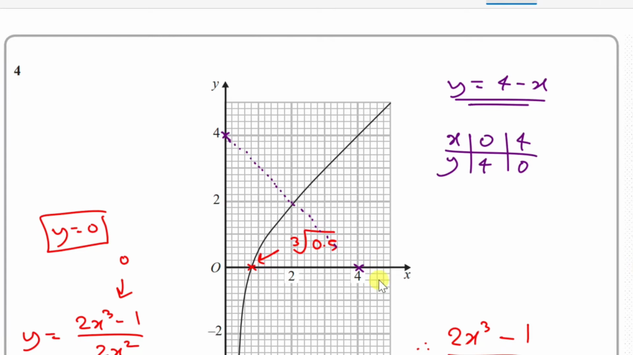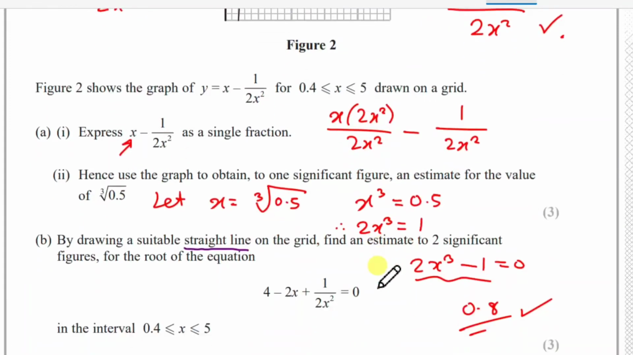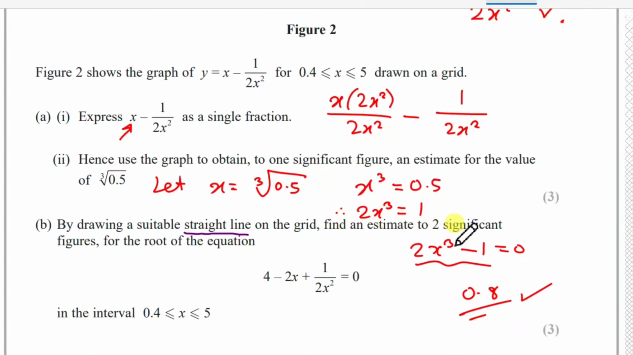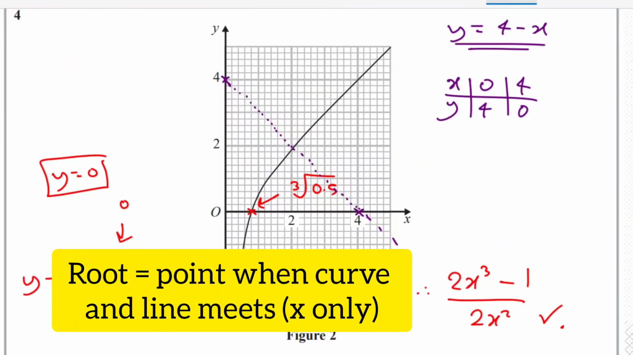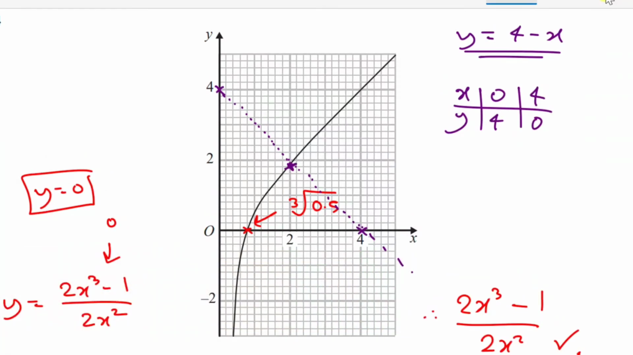So you can kind of see that, going back to the question, it says find an estimate to two similar figures for the root. When they say the root, it means when does it cross the curve? Well, it crosses around here. So we can see that this is literally crossing around when x is 2. So that's our solution. So x is basically 2.